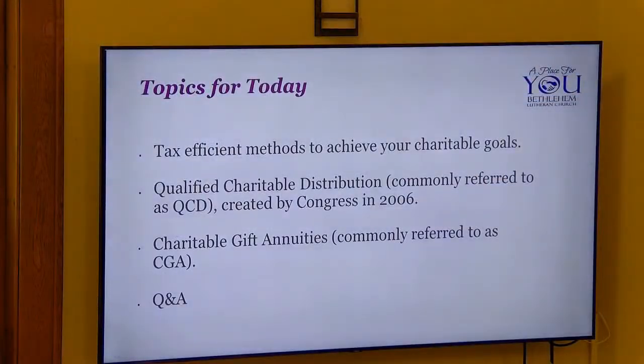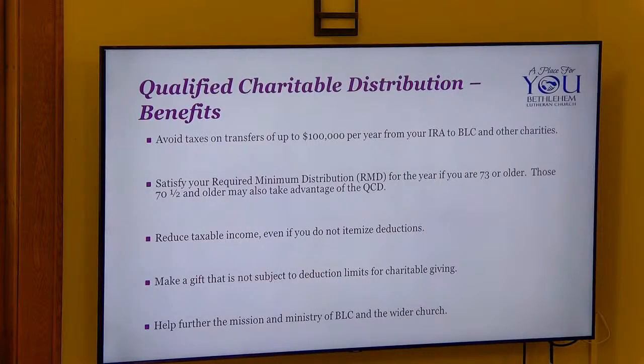Andy, next slide. All right, so this is what we're going to cover today. Again, Mike's going to cover the qualified charitable distribution, and I will then focus on charitable gift annuities. And although I have Q&A at the end, I think it would be best if we break after Mike's thoughts on qualified charitable distribution and do Q&As for that, and then we'll do the same thing after charitable gift annuities. Okay, next slide.